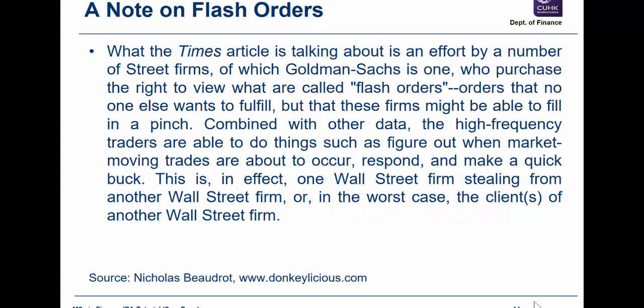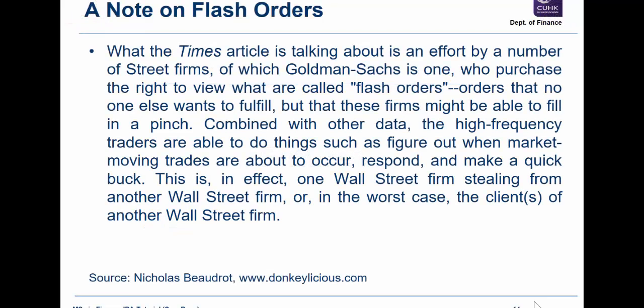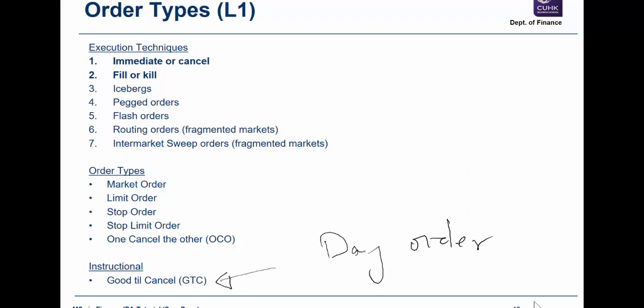And I have some info here regarding flash orders that you may have read. Basically, this happens in countries where there are multiple markets. The United States is a prime example of that. And that also applies to the other two types of orders, round orders and intermarket sweeps. Now, these will not happen in Hong Kong because we just have one market.